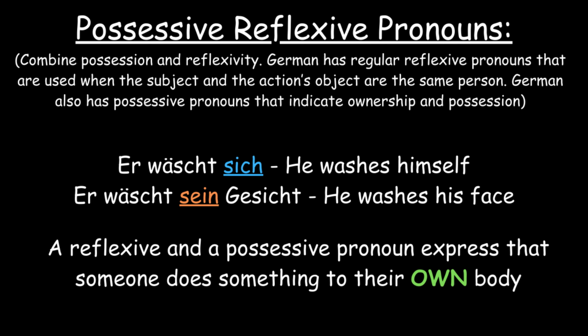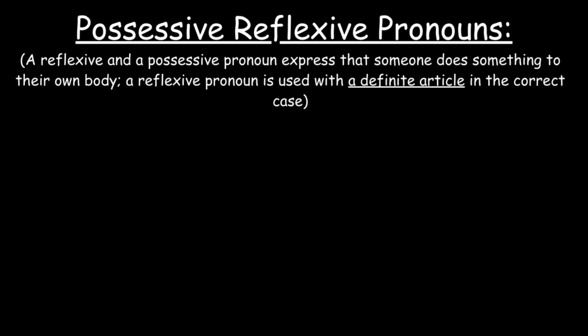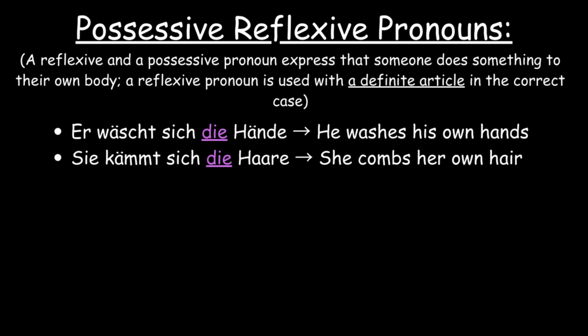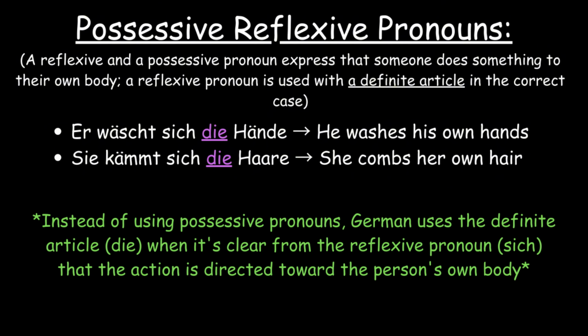that someone does something to their own body, in which case a reflexive pronoun is used with a definite article in the correct case. Take a look at these sentences. Wäscht sich die Hände. Sie kämmt sich die Haare. Instead of using possessive pronouns, German uses the definite article die when it's clear from the reflexive pronoun sich that the action is directed toward the person's own body.